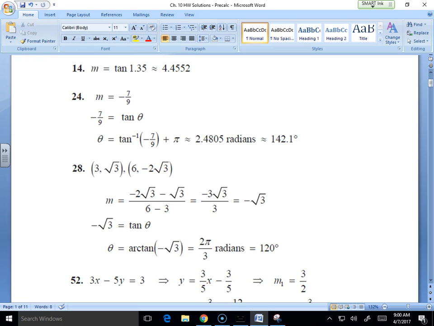Number 28. With 2 points, we can find a slope. I think we modeled every single one of these types so far. We find a slope, and then square root of 3 over 3, 1 square root of 3. So that would be a 60 degree, because 30, 45, 60. That'd be a 60 degree, but it's negative, so it's in the second quadrant. So we do 120 or 2 pi over 3.